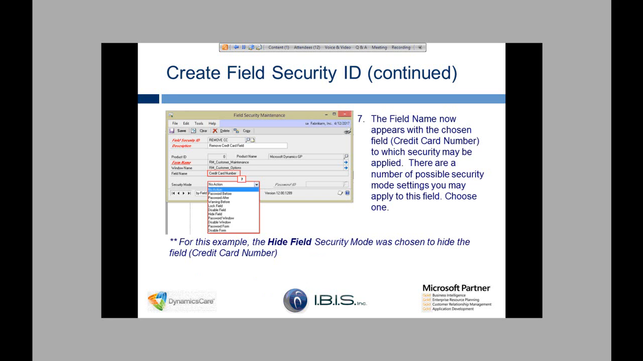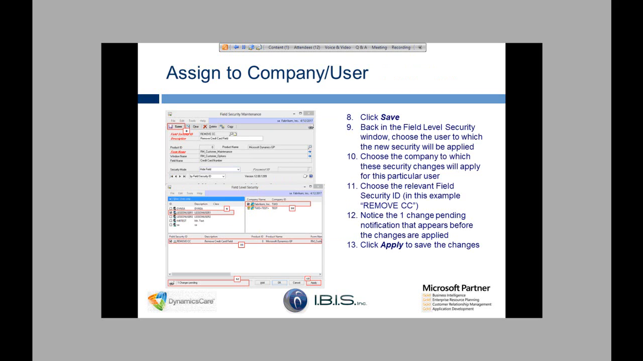So for this example, we have credit card number. We're going to choose to hide the field on this credit card number. So in the security mode drop-down box, you just choose the hide field option. Once that's done, you're going to click Save. Now, as you'll see in the window, that field security ID is available, and it can be applied to any user company combination.